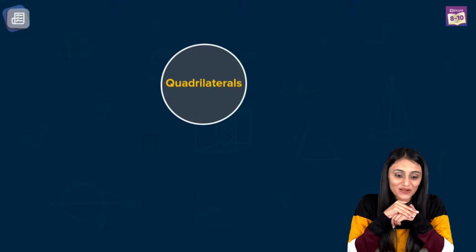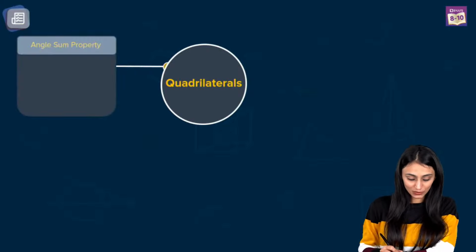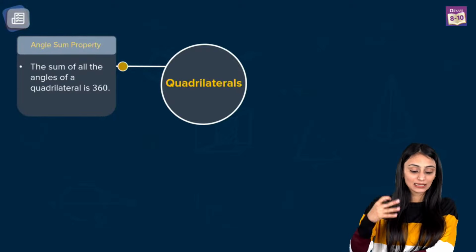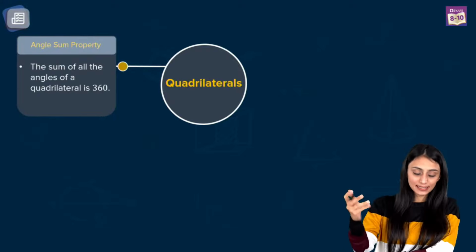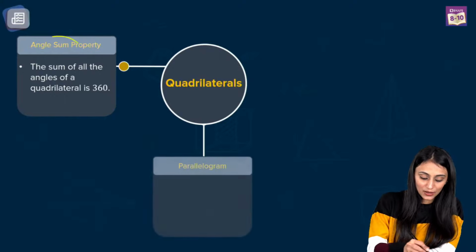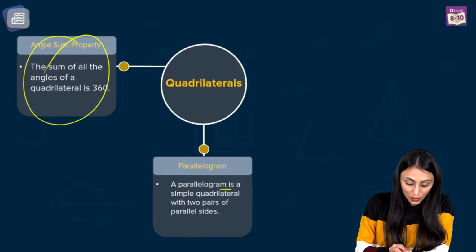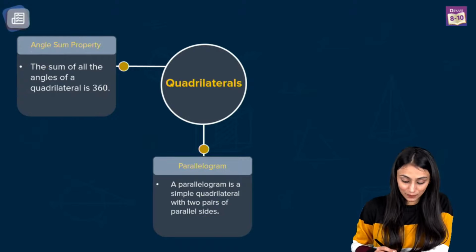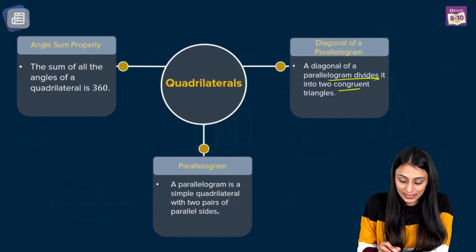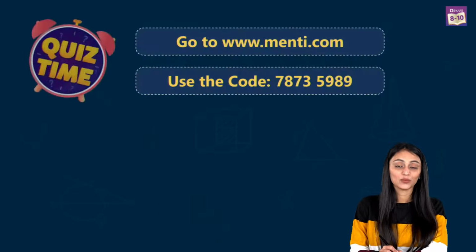Let's quickly recall what concepts we have covered till now. Before we start with the live quiz, we have covered the angle sum property of a quadrilateral. It states that the sum of all the angles of a quadrilateral is 360 degrees. Also, we have covered the properties of quadrilaterals. We know that a parallelogram is a simple quadrilateral with two pairs of parallel sides. Also, we have learned that the diagonals of a parallelogram divide it into two congruent triangles. So these are the topics that we have covered till now.